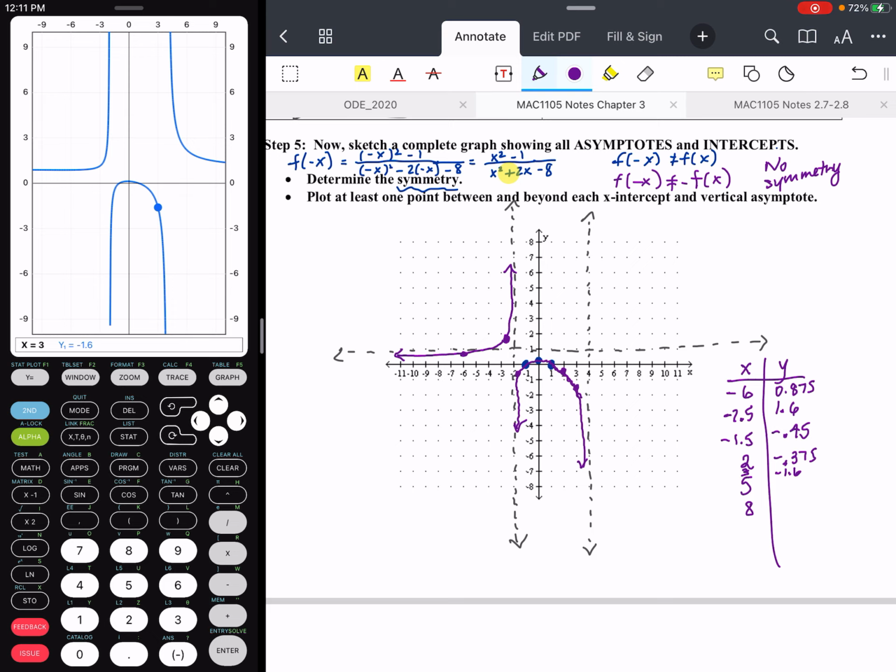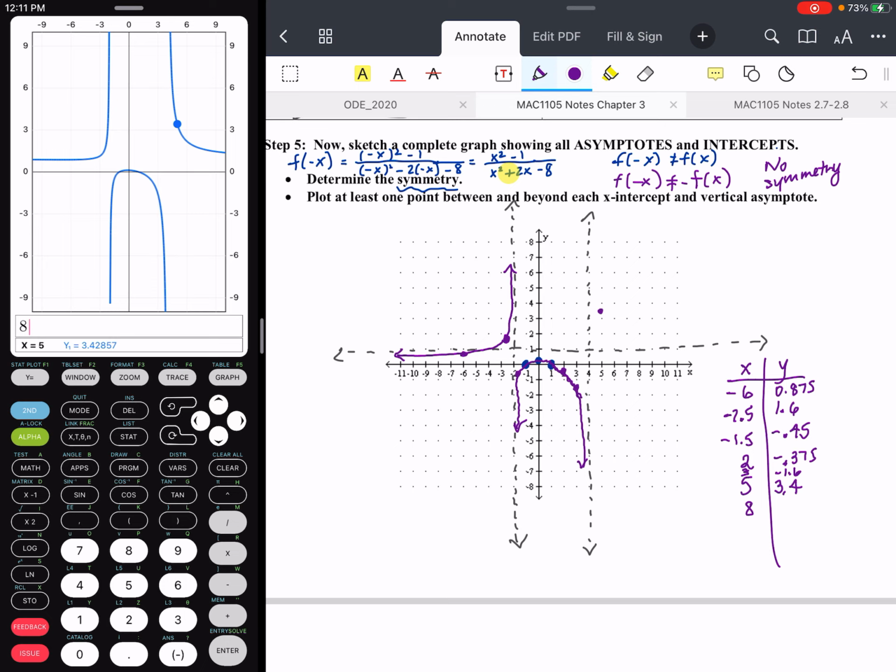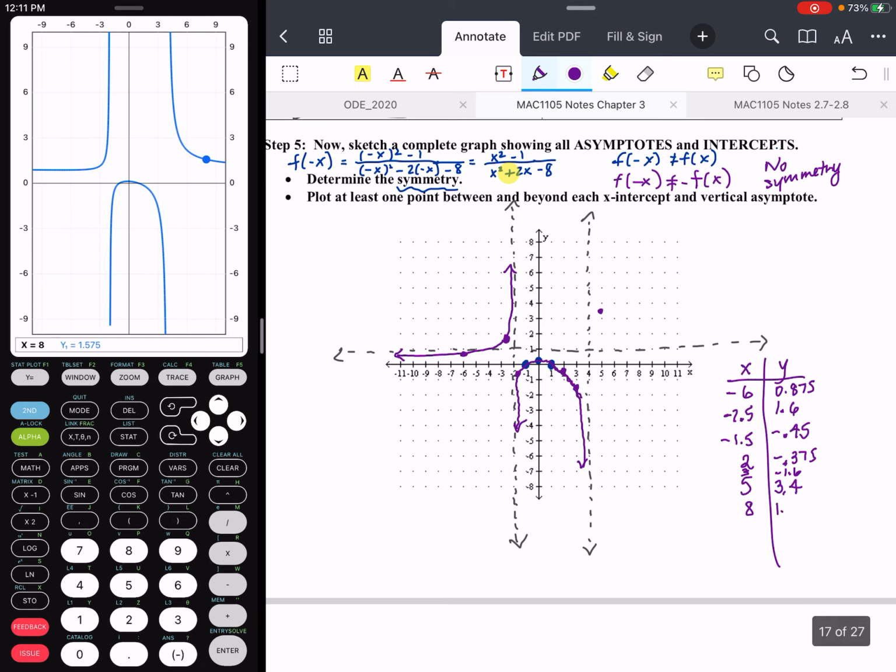All right, and then for 5 and 8, again, just picking numbers, so we'll see if these give us good points. Gives me about 3.4, so 5 and 3.4. So that's about there. And then plug in 8 for x, and that gives me 1.575. So 8, and then a little more than 1.5. So that looks pretty good. All right, so again, skating along those vertical asymptotes, cannot cross those ever.